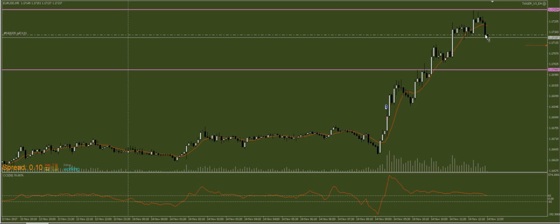So that was my reason to place a sell stop order down there, because I wanted to get some of the money off the market, and it's quite easy to do it like this.